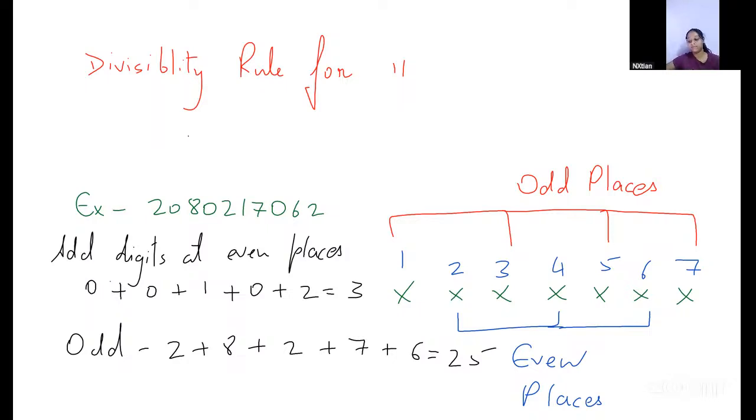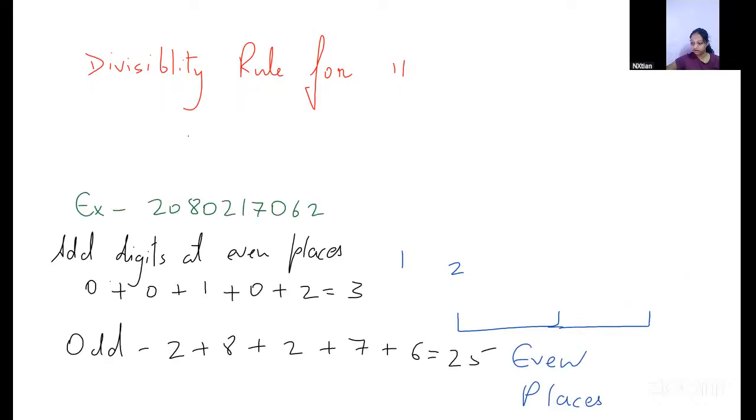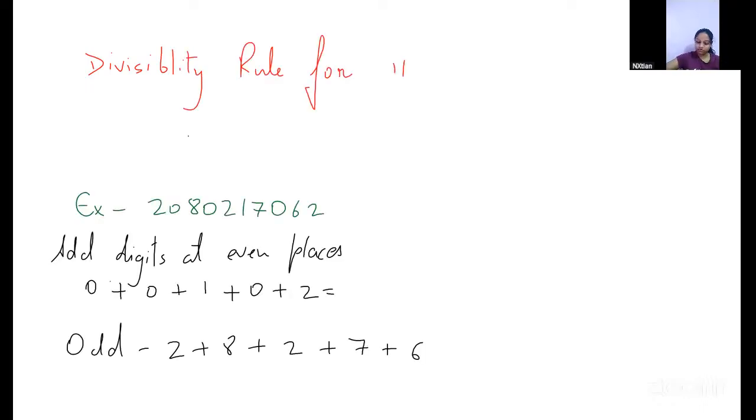25 and 3. Now, shall I remove this chart of odd and even places at the side, if you all have written? Yes, ma'am. This is coming total 3 and this is coming 25.